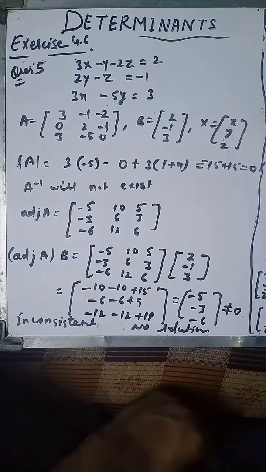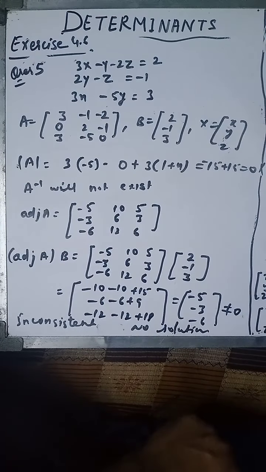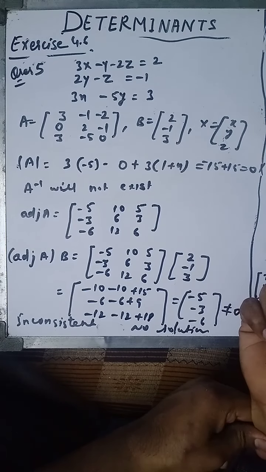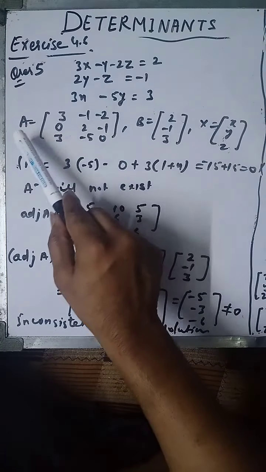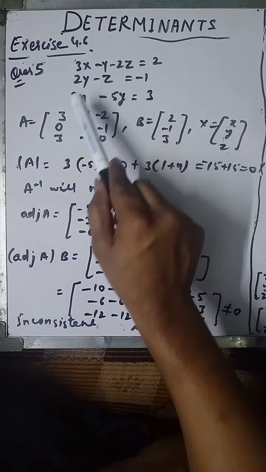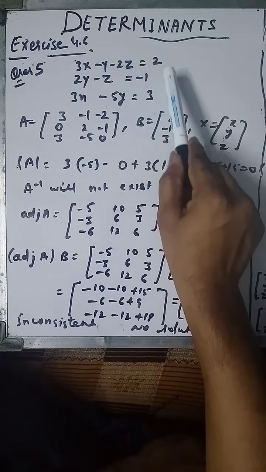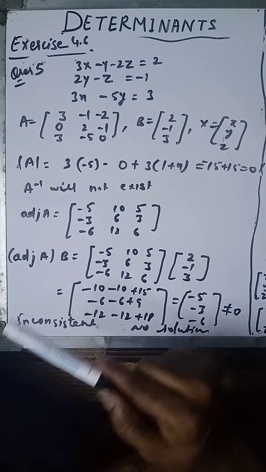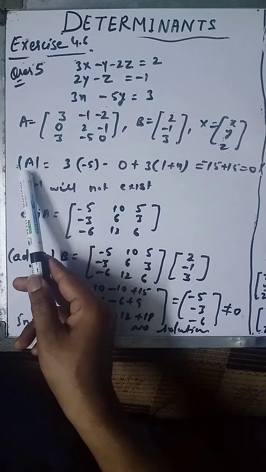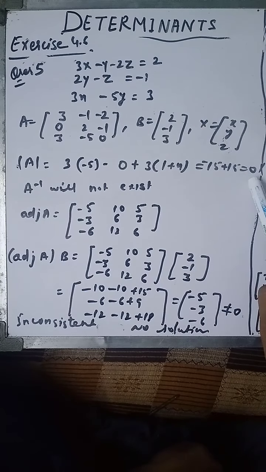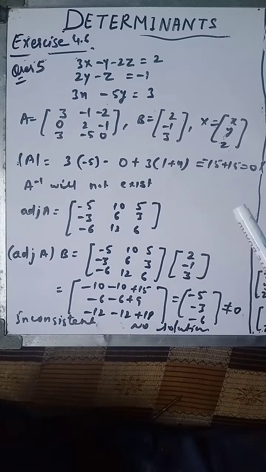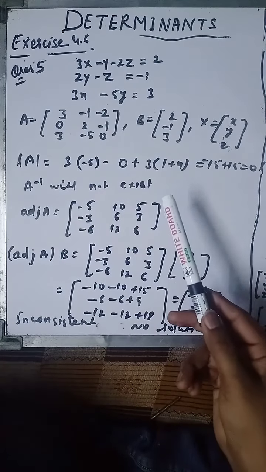This is your question number 5 of your NCERT exercise 4.6. So here we have 3 equations in 3 variables. Your coefficient matrix A will be this, and B is 2, 1, 2, -1 and 3, and your X would be this. So you have to find the A determinant. Your A determinant is coming equal to 0. As we know, if determinant A is 0, then A inverse will not exist.